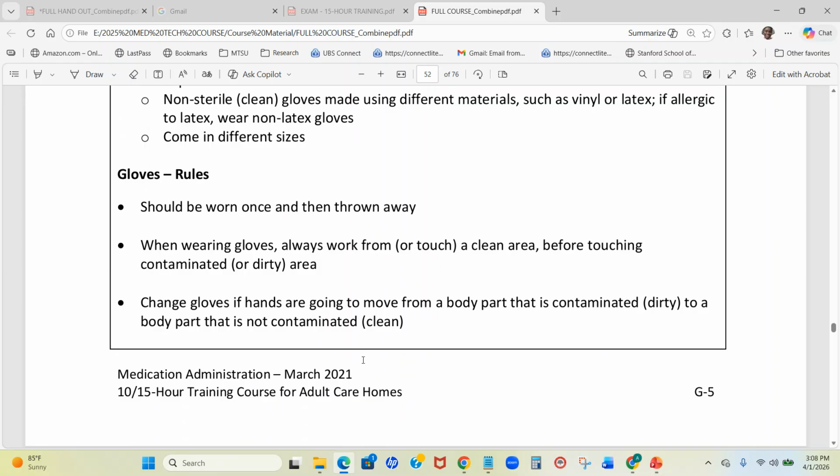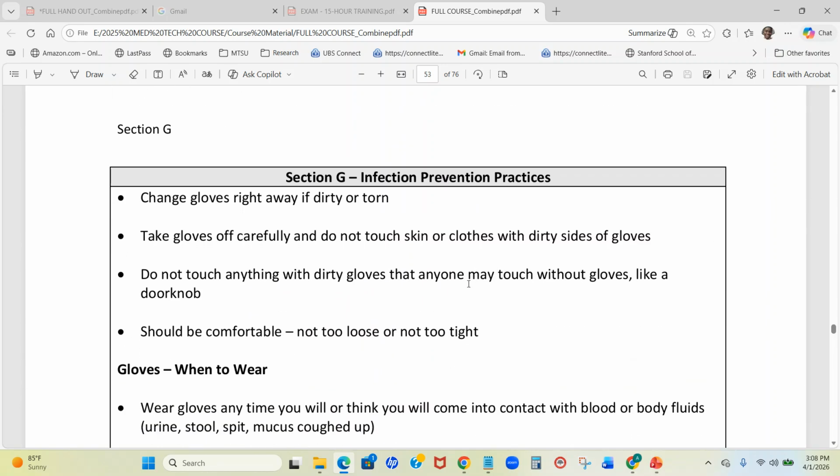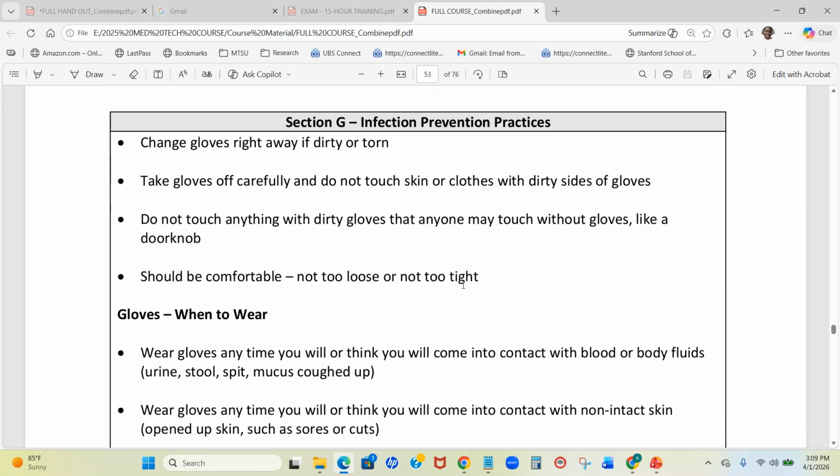Your gloves should be worn once and thrown away. Don't use the same gloves from one patient to the other, from Miss Joey to Mr. B to Mr. Z. Don't do that. That's cross contamination. That's so gross. Change gloves if your hands are going to move from a body part that is contaminated, dirty, to a body part that is not contaminated, clean. Even with one resident or one patient, you can change gloves two, three times, and it's okay because you don't even want that same person to be sick.